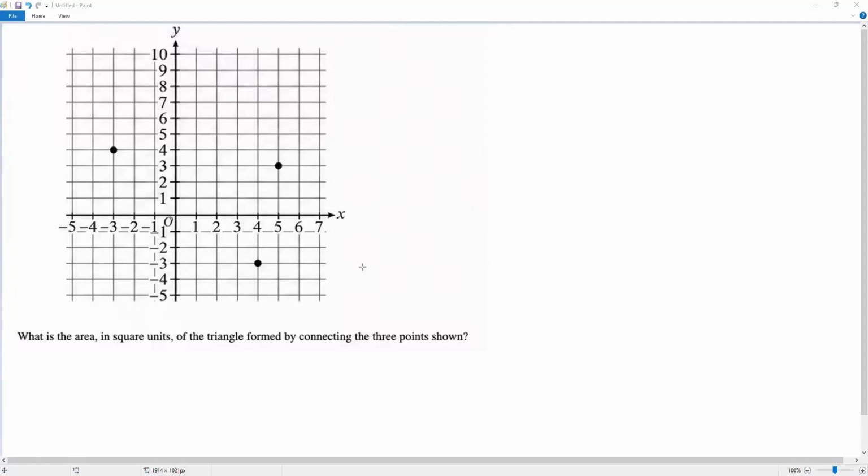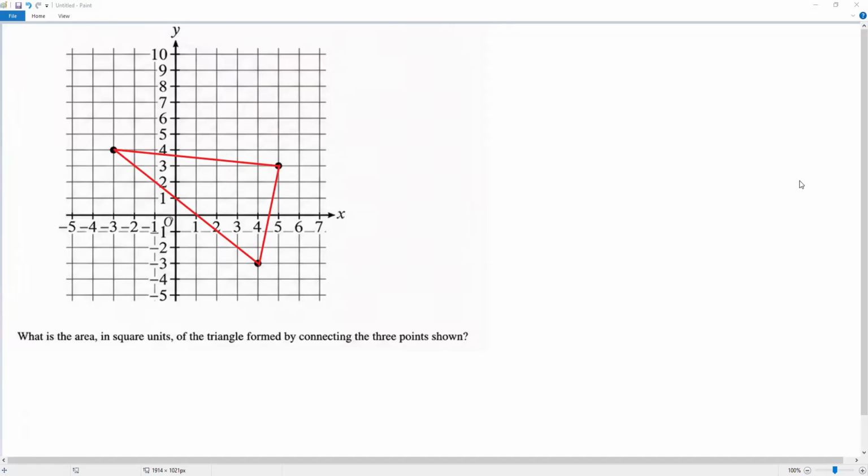What is the area in square units of the triangle formed by connecting the 3 points shown? Let me draw a triangle connecting the given 3 points in the xy plane. Now I have drawn a triangle connecting the given 3 points. Now my aim is to get the area of the triangle drawn in red color.